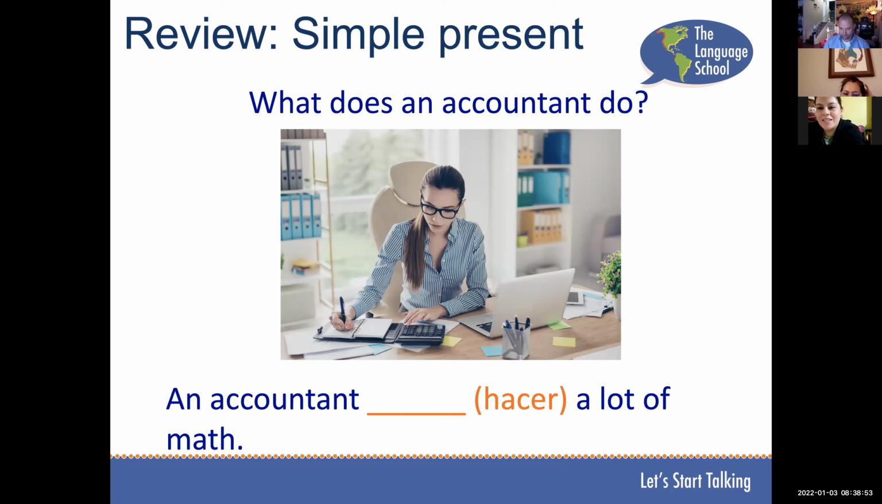What does an accountant do? An accountant makes a lot of math. Aquí igual. Does. An accountant does a lot. Hacer puede ser do o make. Pero aquí hablando de una actividad, casi siempre se usa el verbo do en inglés. Make se usa más para hacer una cosa. Hacer una actividad, do. Hacer una cosa, make. Do you do a lot of math?